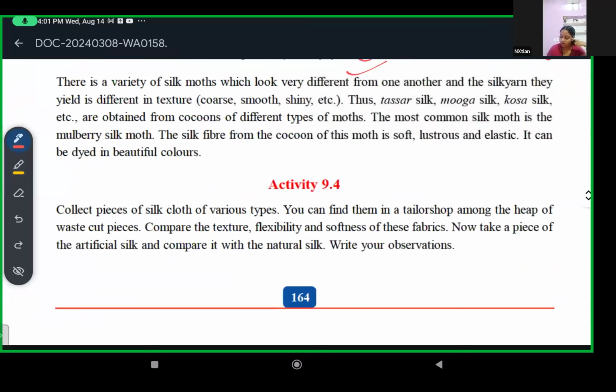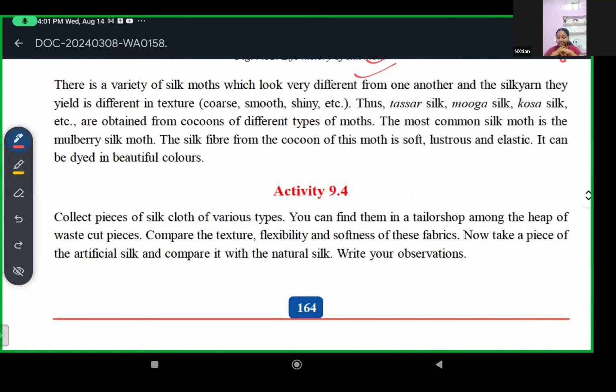There is a variety of silk moths which look very different from one another, and the silk yarn they yield is of different texture: coarse, smooth, shiny. Just like there are different types of insects, and different types of butterflies, there are different types of silk moths, and because they're different, the silk thread they produce is also different. Thus tussar silk, moga silk, kosa silk, etc. are obtained from cocoons of different types of moths.